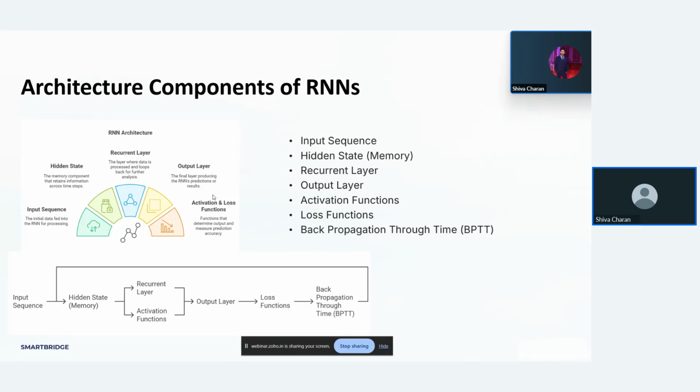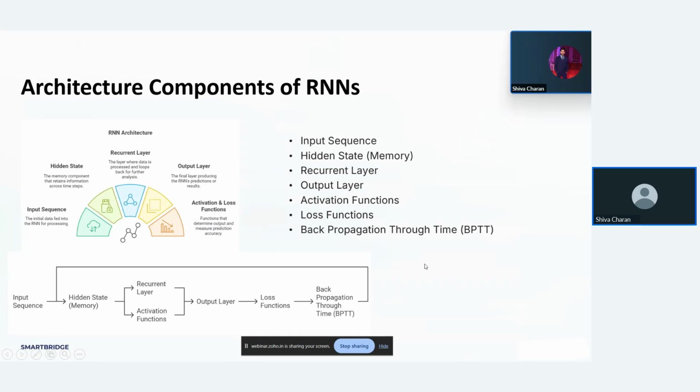What is this output layer? Whatever the output which we are getting, or else whatever the prediction it is generating based on the pattern it has learned. Correct? Based on the pattern it has learned. Then comes the activation function. Activation function will determine the output and measure the prediction accuracy.